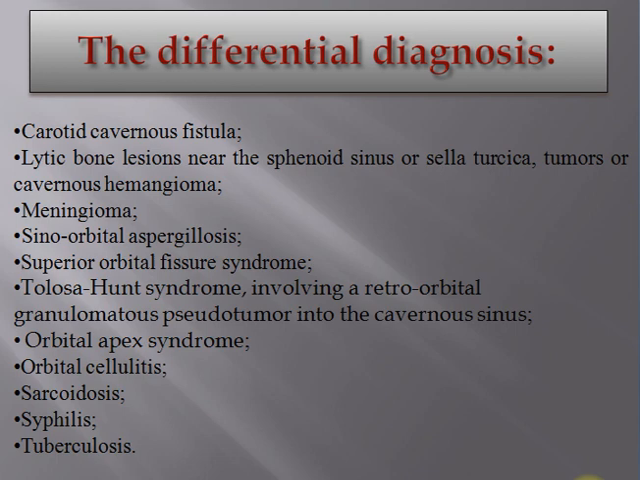Other causes of painful ophthalmoplegia include orbital apex syndrome, that is inflammation of the posterior orbit, including the superior orbital fissure through which cranial nerves 3, 4, 5, and 6 and the superior ophthalmic vein traverse, as well as optic canal involvement of the ophthalmic artery and optic nerve, characterized by less edema and proptosis but more vision loss than cavernous sinus thrombosis. Orbital cellulitis, sarcoidosis, syphilis, tuberculosis.